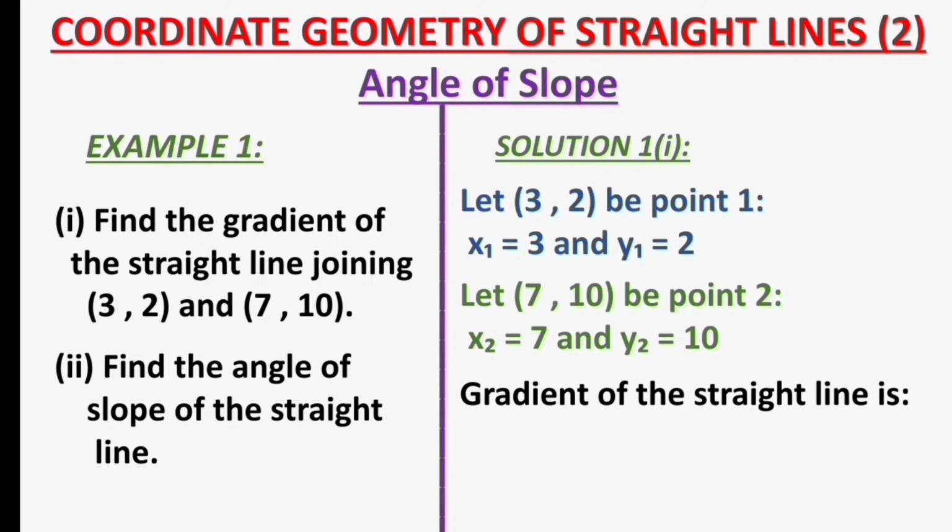Next, can you state the formula for the gradient of the straight line? Let's see if you can. The gradient of the straight line is y2 minus y1 divided by x2 minus x1. I hope you got that right. Next, if you substitute your values for x1, y1 and x2, y2 into your formula for gradient, what will be the gradient of the straight line joining the 2 points? Let's see if you are right.